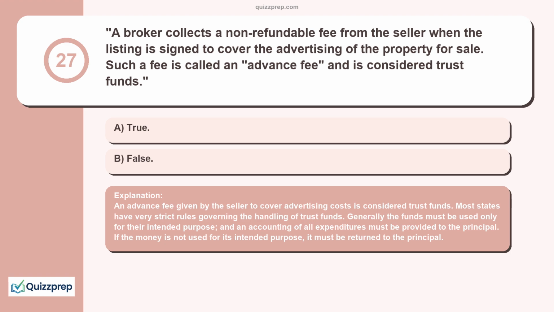Most states have very strict rules governing the handling of trust funds. Generally, the funds must be used only for their intended purpose, and an accounting of all expenditures must be provided to the principal. If the money is not used for its intended purpose, it must be returned to the principal.